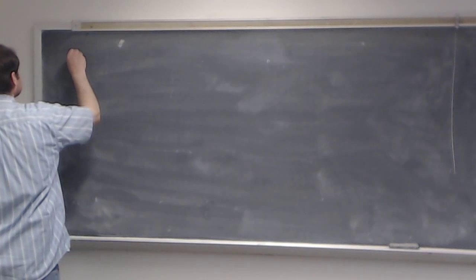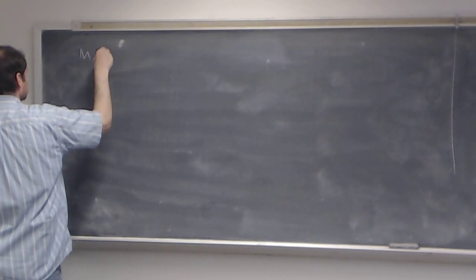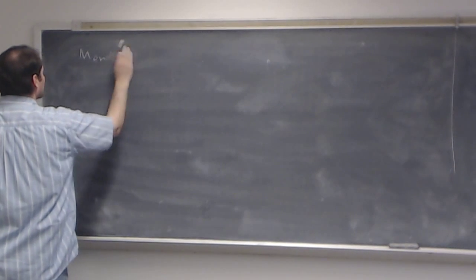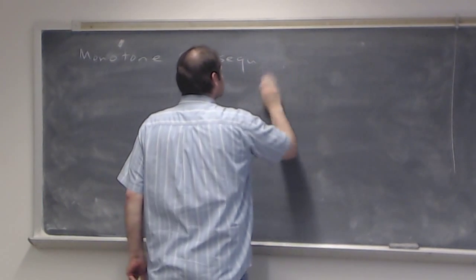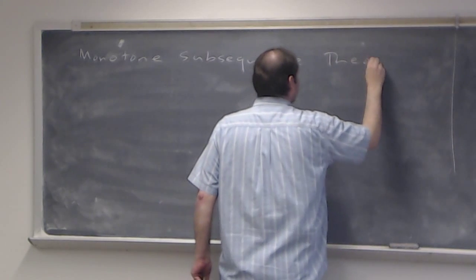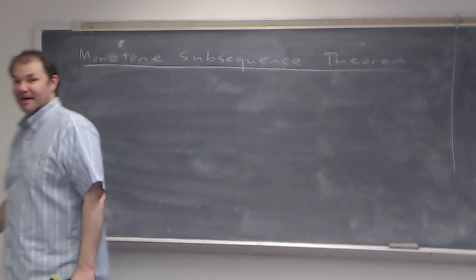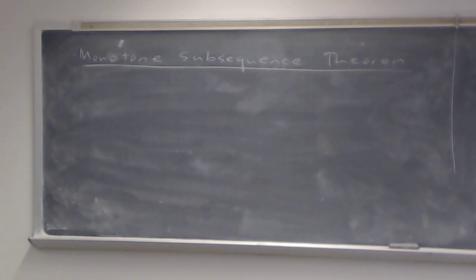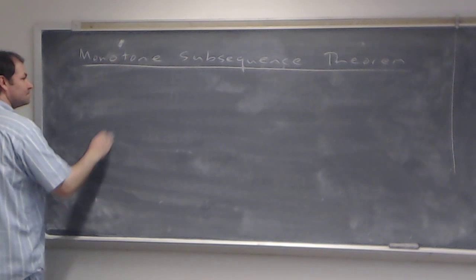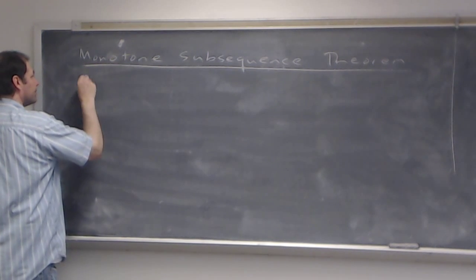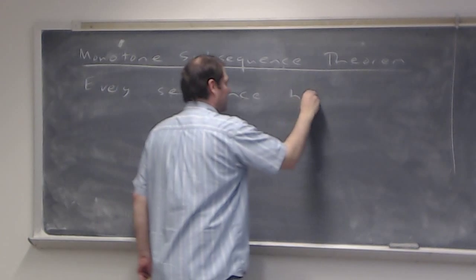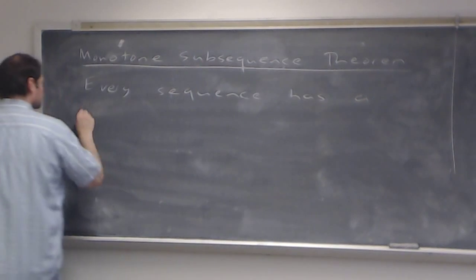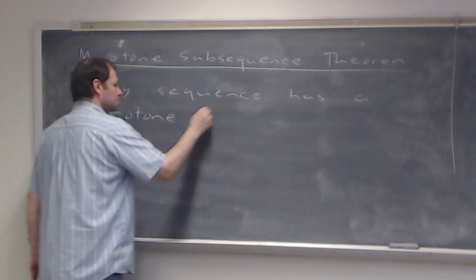It's got a great name, called the monotone subsequence theorem. It's got a name, so you know I could ask you to quote it on the next test. Here's what it says. It says every sequence has a monotone subsequence.